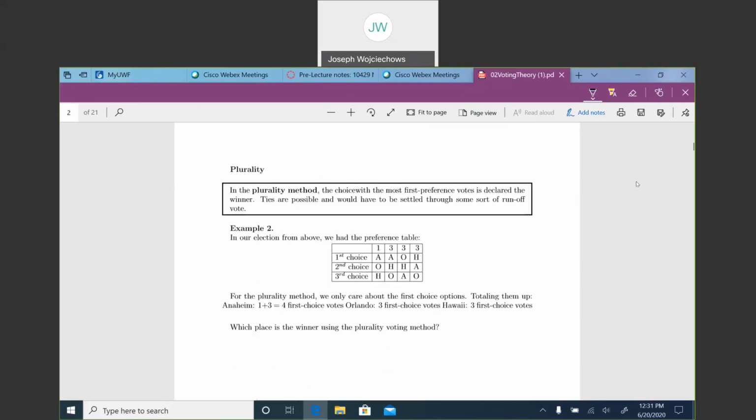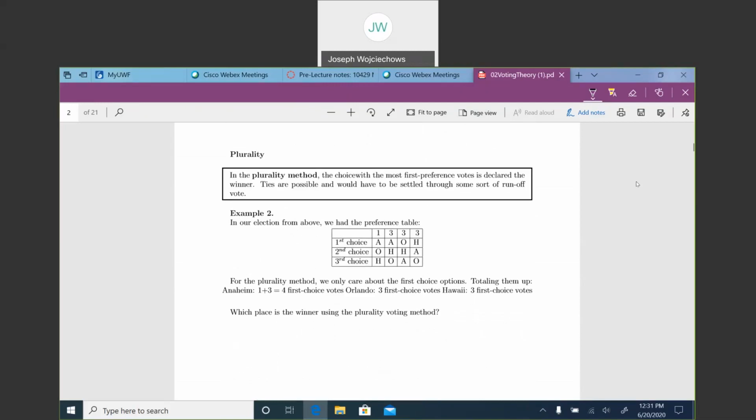So the first voting method we're going to learn about is called plurality. Now this is the one most people should be familiar with. This tends to be how most of our elections are run. Not specifically, but this is the closest method we'll learn to how our elections are run. In the plurality method, the choice with the most first place ballots is declared the winner. Ties are possible and would have to be settled through some sort of runoff vote.